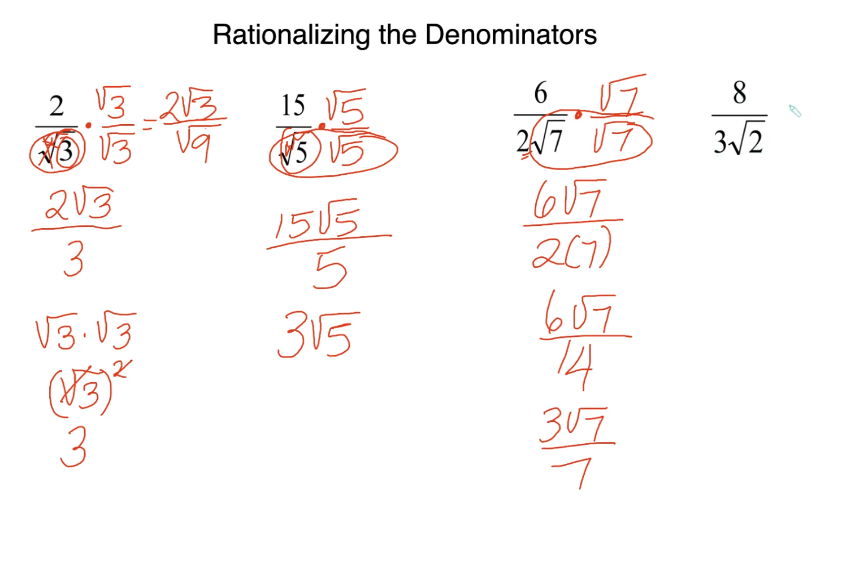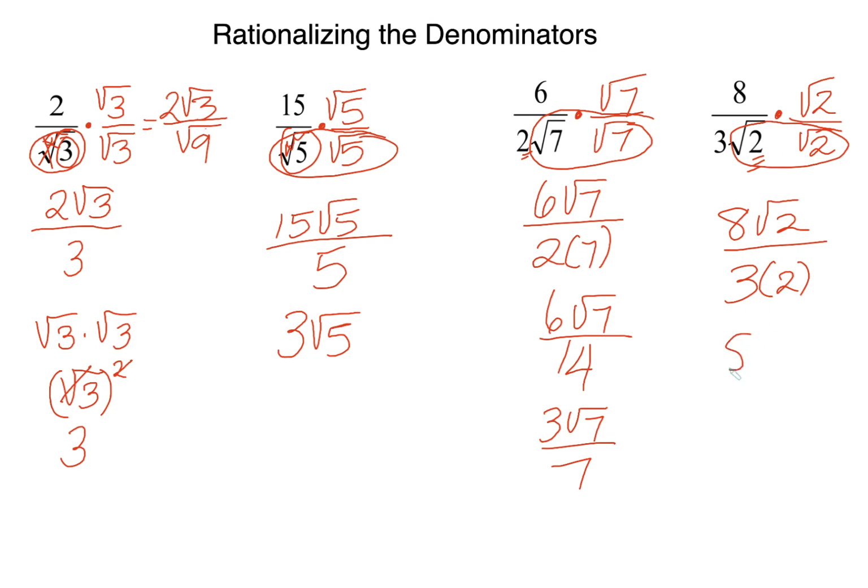8 over 3 radical 2. Again, we want to rationalize. Who's our radical in the denominator? That's what you're going to multiply by. Radical 2, radical 2. The numerator becomes 8 radical 2 over 3. And remember this just becomes 2. The radical sign disappears. So this is 8 radical 2 over 3 times 2 is 6. 8 and 6 are divisible by 2. And when I divide each of these by 2, I get 4 radical 2 over 3.